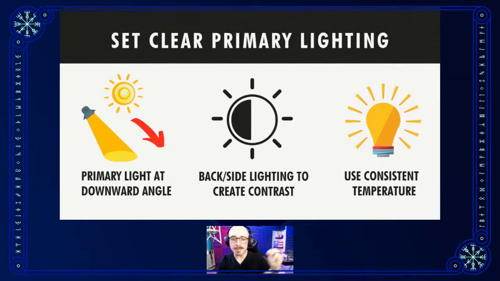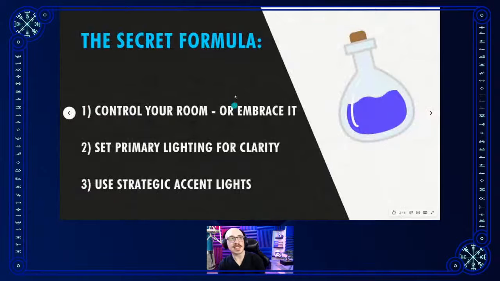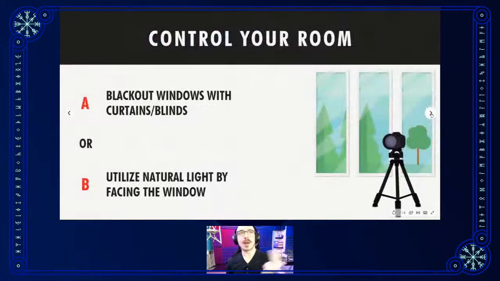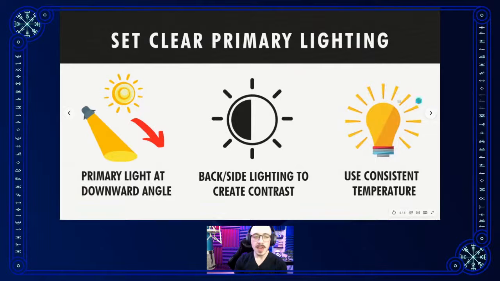But for right now, let's get back to lighting here. For the people that are just joining us, these are the three pieces we're going over: controlling your room, setting your primary lighting, and we're about to hop into the third part. So here's your recap. Downward angle for your primary lighting. Make sure they're not super bright. That's another piece you can overdo.